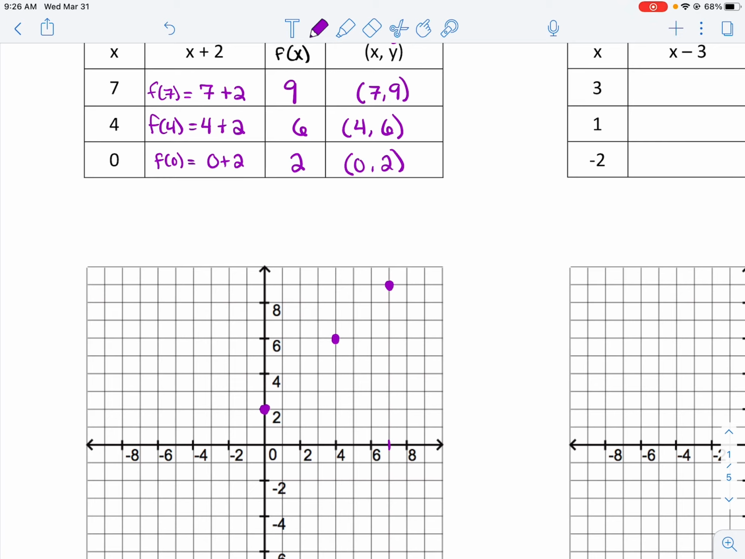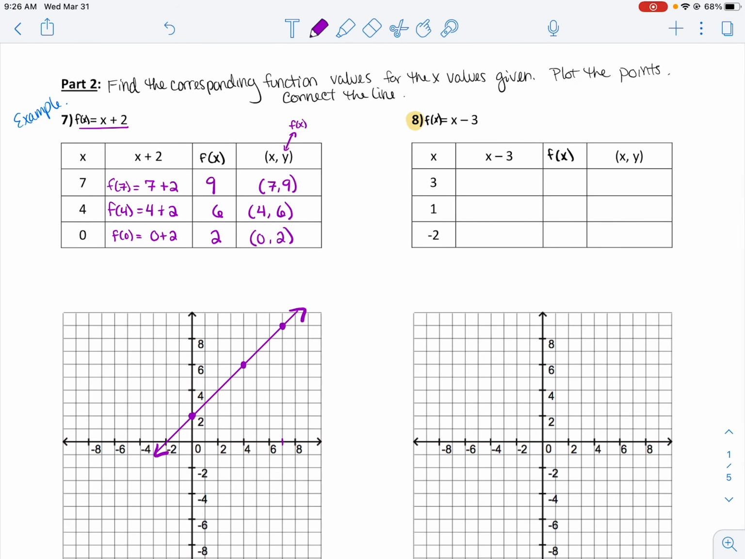Those are my 3 points that I've plotted, but because I'm graphing the function, and that function is an equation, I don't just have these 3 points. That would be called a discrete function. This is a continuous function, so we're going to graph these 3 points by connecting them. And that's actually the graph of my function, and I'm putting arrows on both ends because that graph keeps going in both directions.